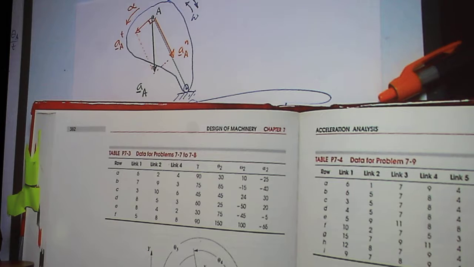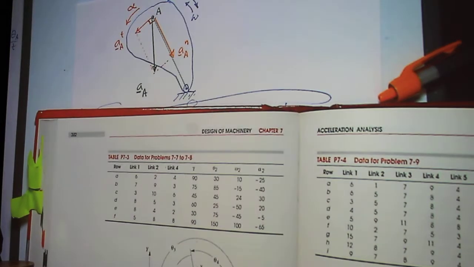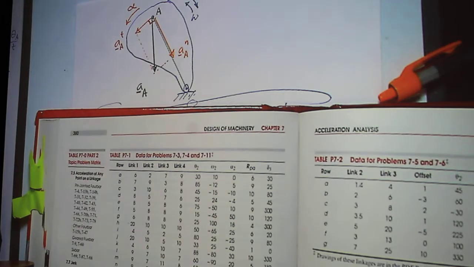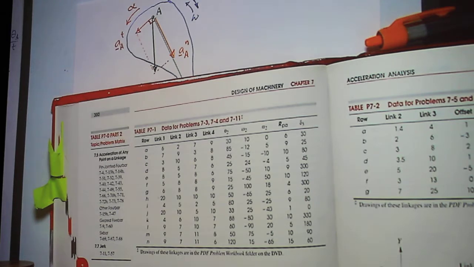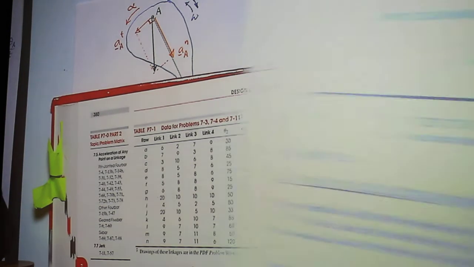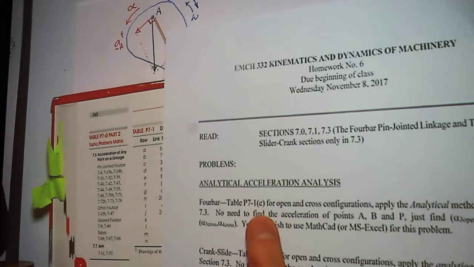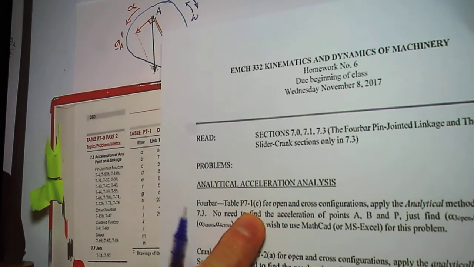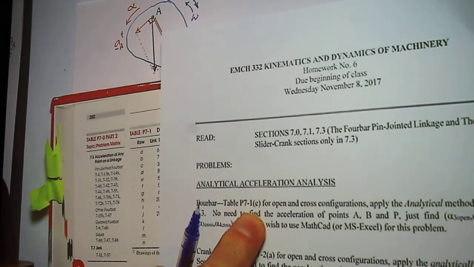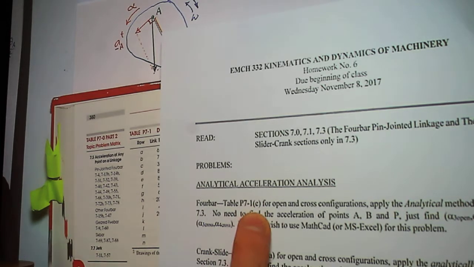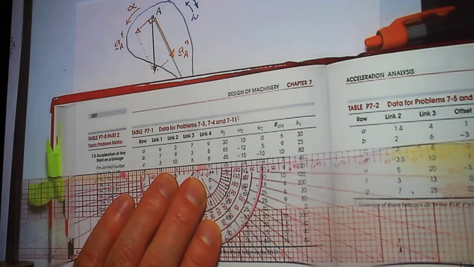So if I look at this problem right here, for your homework, you're to do row C. That's the problem that you did for position, and that's the problem that you did for velocity. You'll need those values, the theta values from the position, the omega values from the velocity, in order to complete this problem, row C here. So you are to do this problem for the homework.